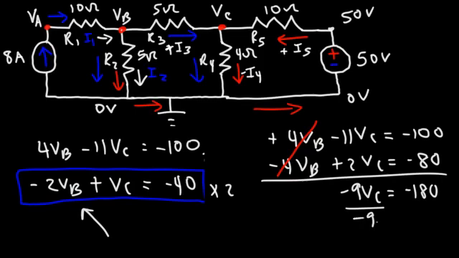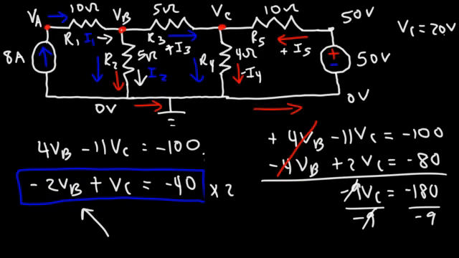Our next step is to divide both sides by negative 9. Now, 18 divided by 9 is 2. So 180 divided by 9 is 20. We just got to add the 0. So VC is 20 volts.